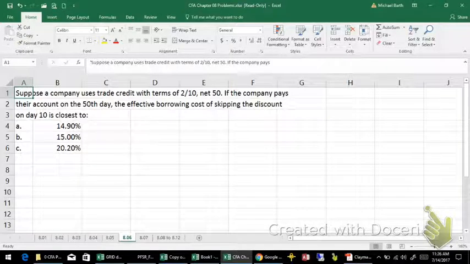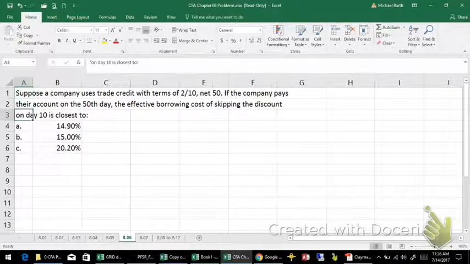This is end of chapter 8, problem 8.06 from the CFA Institute textbook, Corporate Finance, A Practical Approach. Here we're given some information about a company that uses trade credit with terms of 2/10 net 50, and they pay their account on the 50th day. We want to know the effective cost of skipping the discount.